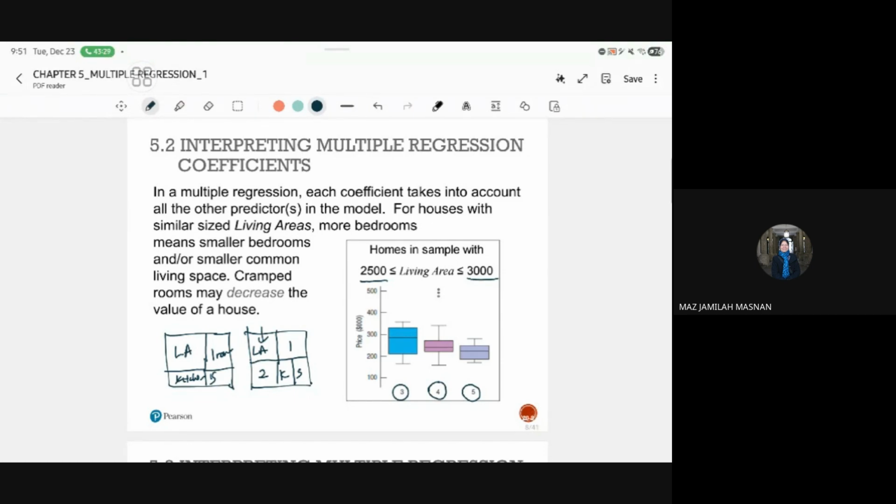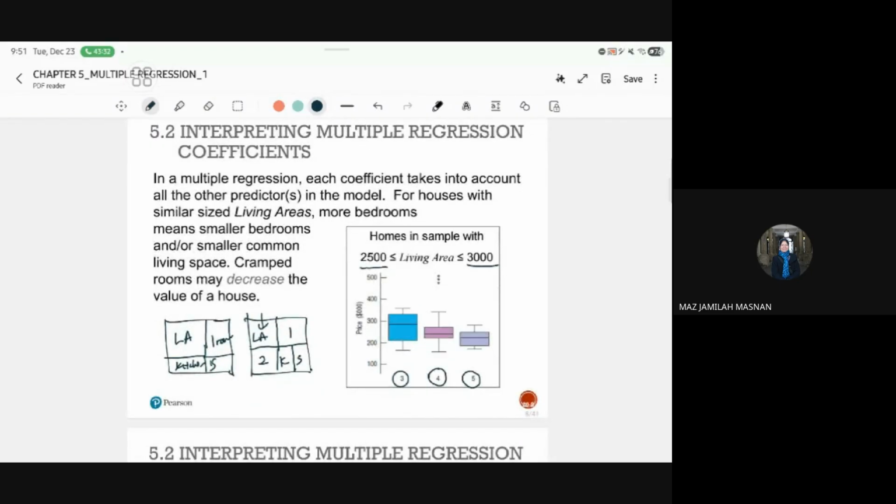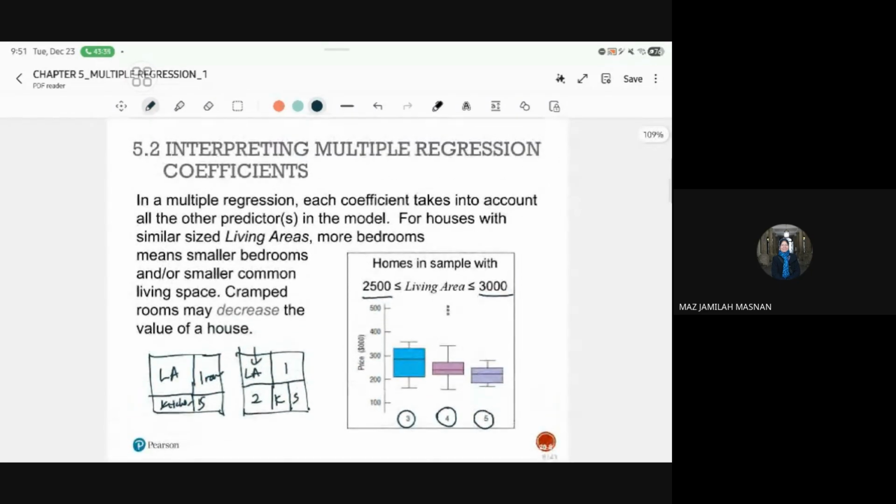So more bedrooms means smaller bedrooms and or smaller common living space. It means that we have to cram rooms in, which decreases the value of a house. So more bedrooms means you will have to decrease the value of the house. With fewer bedrooms, the price might be higher. That is how we can interpret the meaning of the coefficient of the IV in your model.